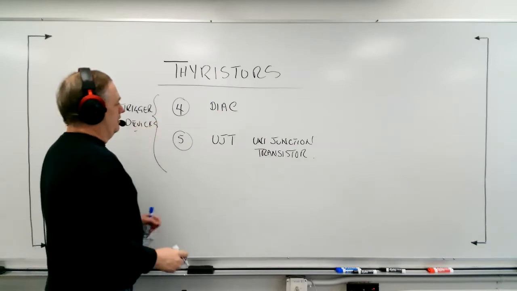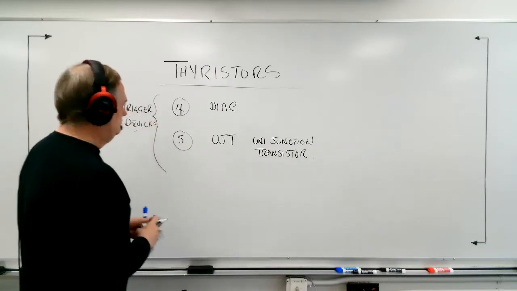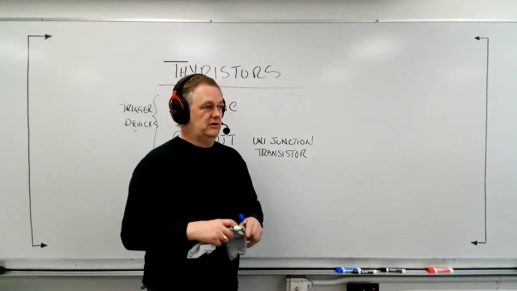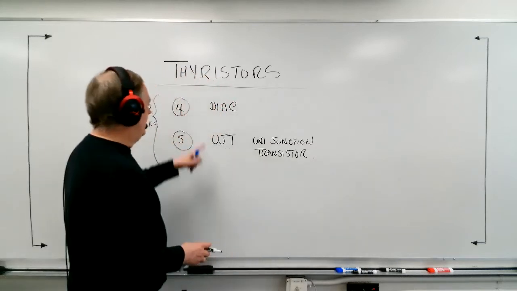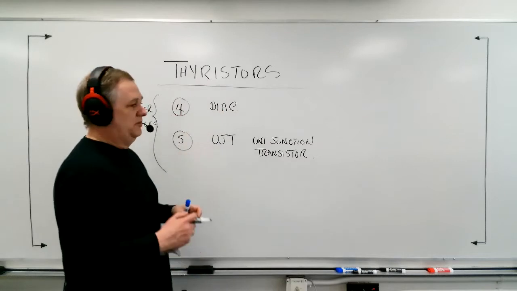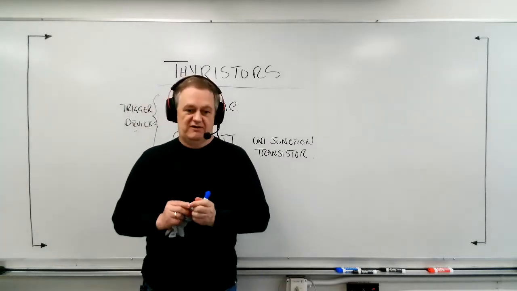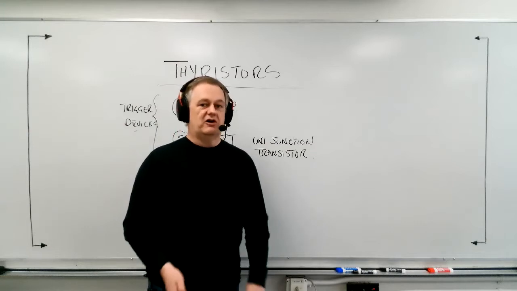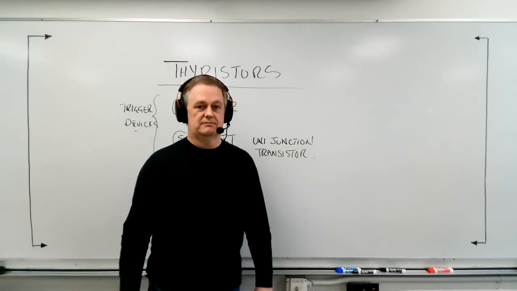Okay, and so that makes up the 5: the SCR, the LASCR, the triac, and then the diac and the UJT. We'll be talking about each one of these components in turn, and we're going to start with the SCR.